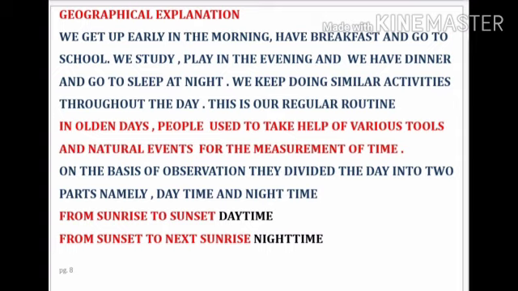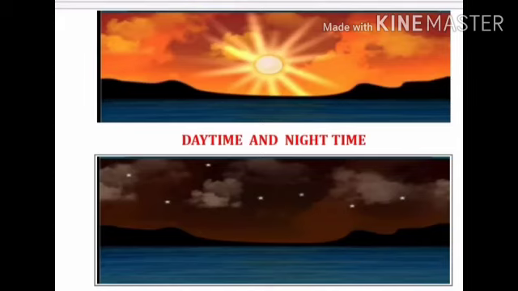In olden days, people used to take help of various tools and natural events for the measurement of time. On the basis of observation, they divided the day into two parts, namely daytime and nighttime. From sunrise to sunset, daytime. From sunset to next sunrise, nighttime. So, what we see in this slide? First is our regular routine. The second, various tools and natural events for measurement of time. And next, daytime and nighttime.